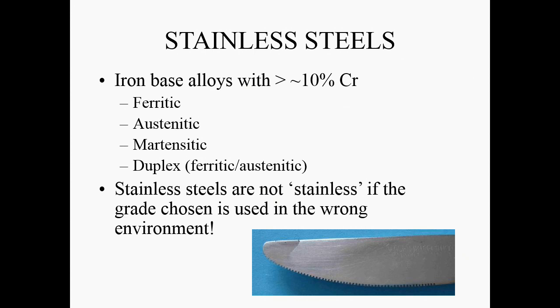Stainless steels are not stainless if you put the wrong steel in the wrong environment. This is just a piece of cutlery. It's a table knife. It's actually a ferritic stainless steel in this particular case, and it's been in a dishwasher. And then my daughter tried to eat her dinner with it and managed to crack the end of the knife just by pushing on the plate.